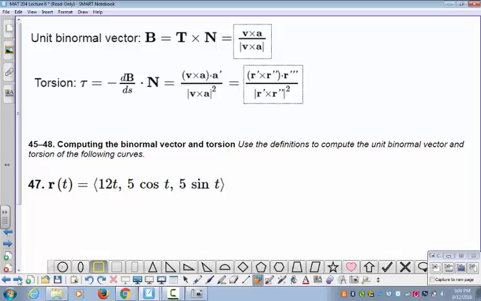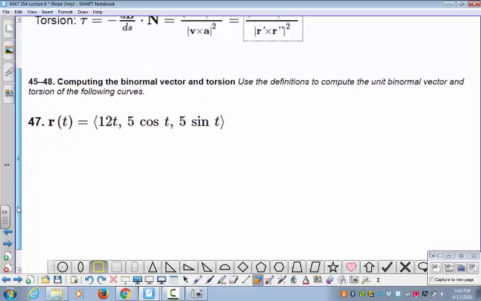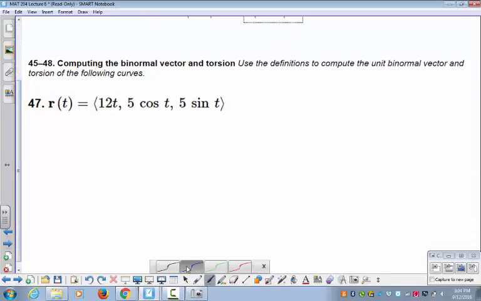Okay, so let's do this. Let's find binormal and torsion. So again, let's just plow through, get V and A. That should be just sort of autopilot to get V and A. Always need velocity and acceleration for anything interesting.